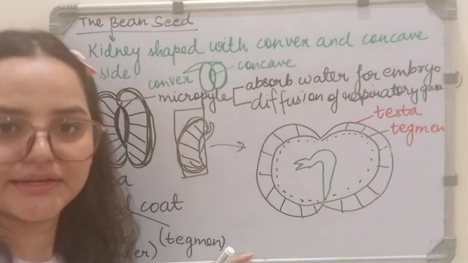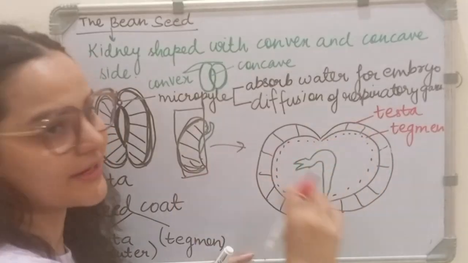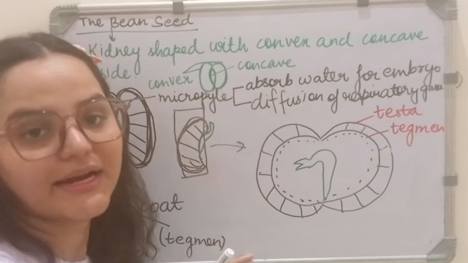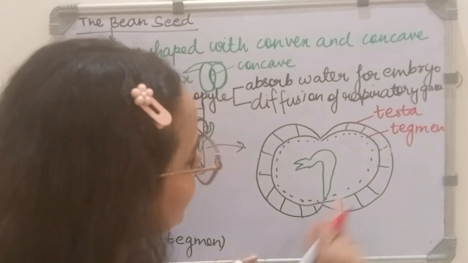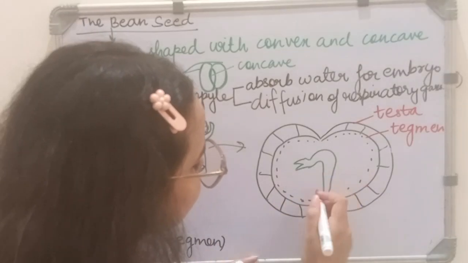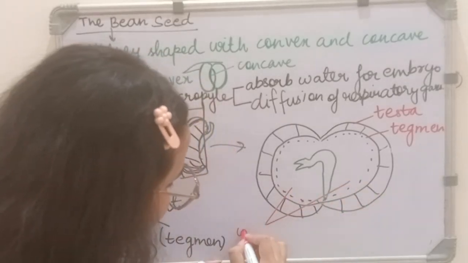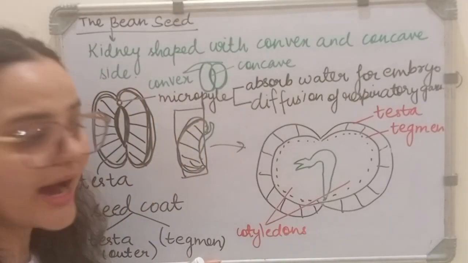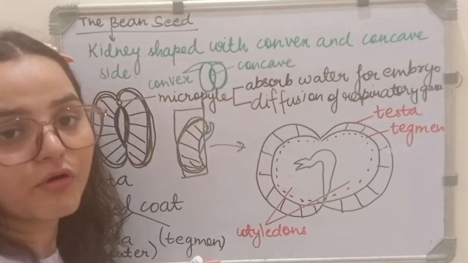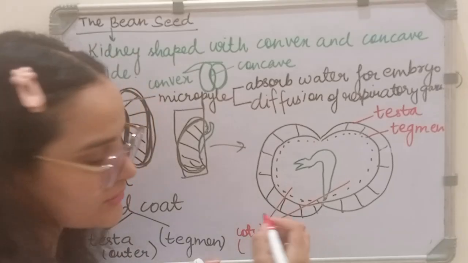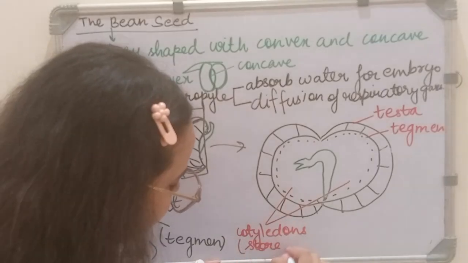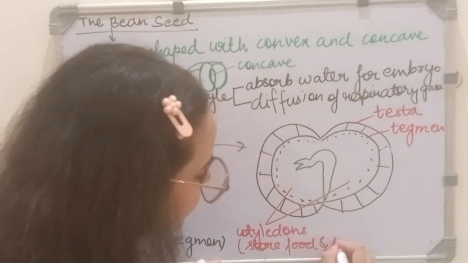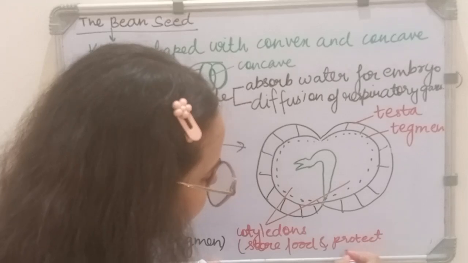Both are protective in nature. Note down this point wherever you are writing, that testa and tegmen are protective. Testa protects the inner delicate part. Now these two parts are known as cotyledons. These cotyledons are generally responsible for the storage of food. So these cotyledons store food as well as protect the embryo.